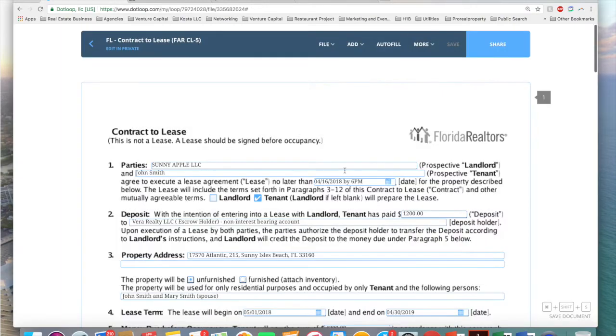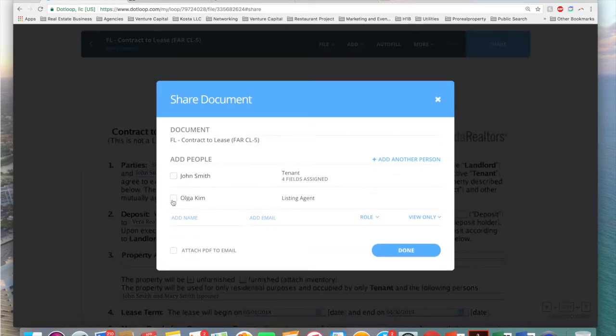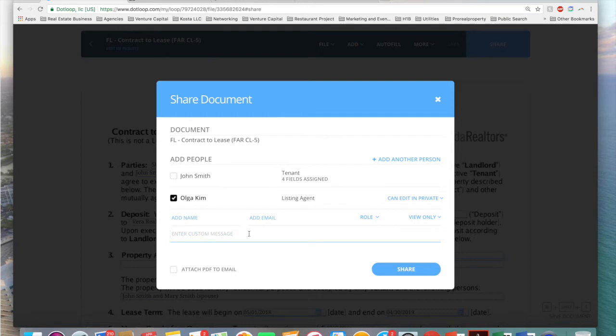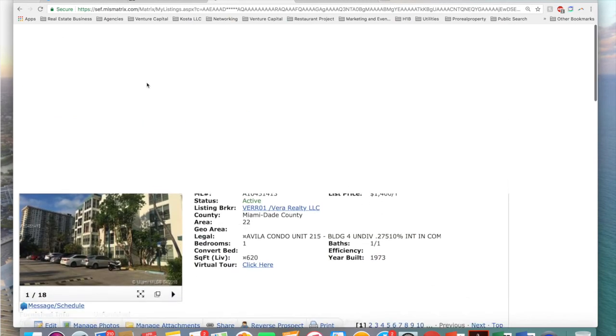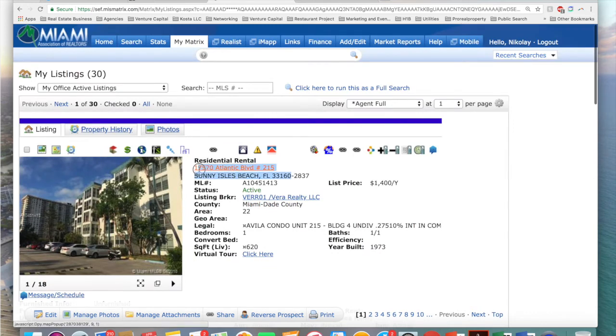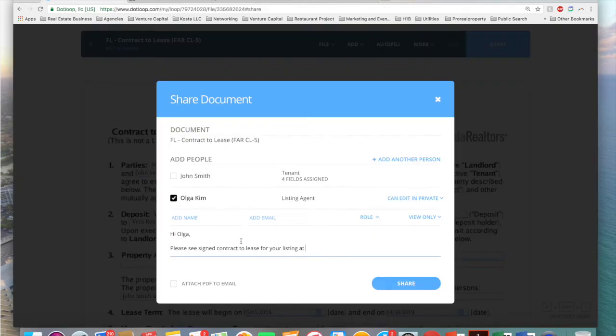Okay, so let's assume he signed it, and then we have all the signatures from him. Then we need to share it with the listing agent, Olga. So we'll say, hi Olga, please see signed contract to lease for your listing at, let's go back to the MLS. I will copy and paste the address.